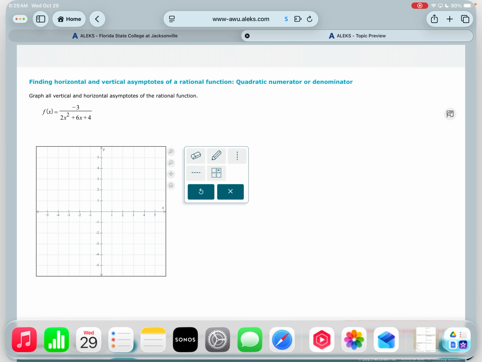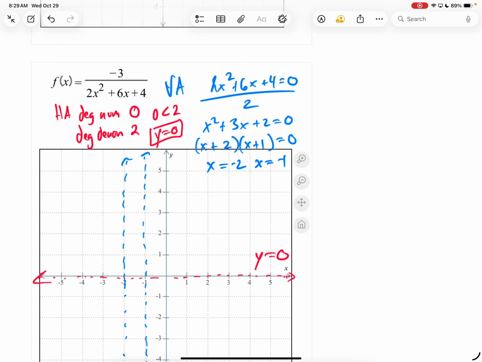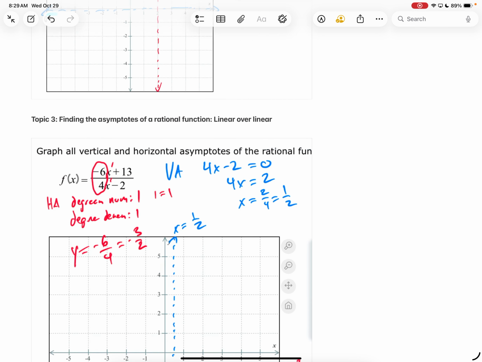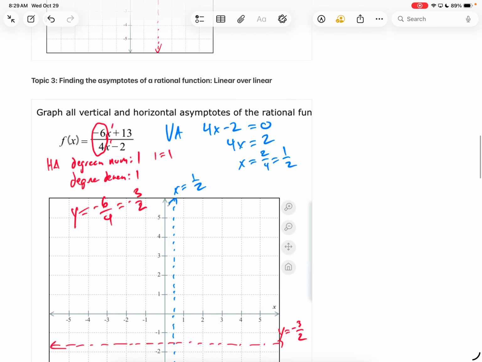So I'll go back to that chart for just a second if you want to take a picture of it or whatever. Again, we'll see if that one pops up on the test. If not, I'll give you that chart. So if the degree of the numerator is less than the degree of the denominator, it's y equals 0. If they're equal, you divide the numbers in front, and if it's greater, there's no horizontal asymptote.